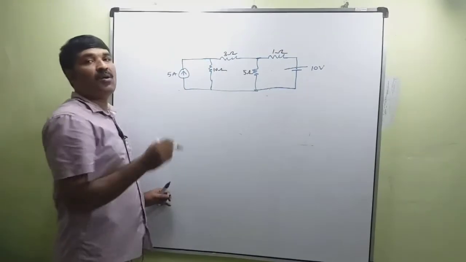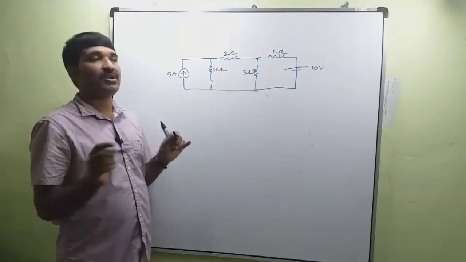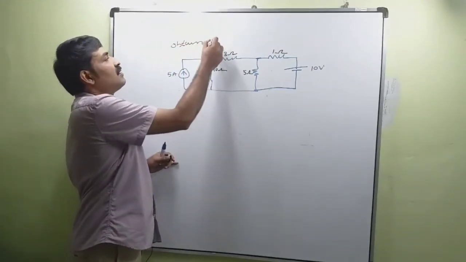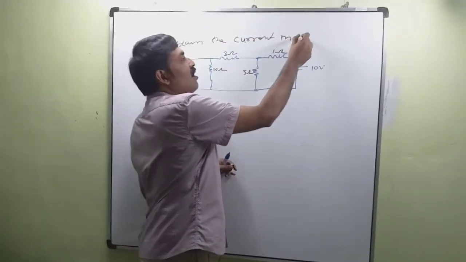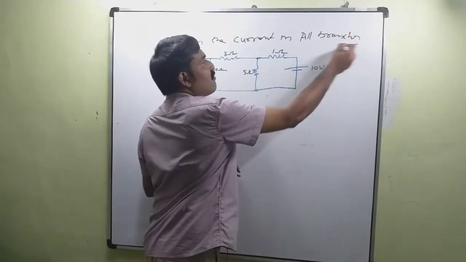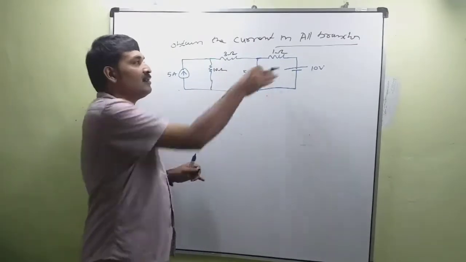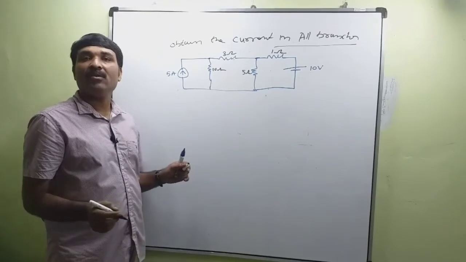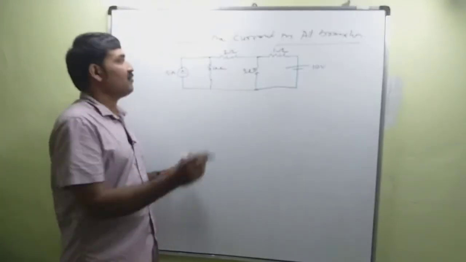Okay. Now we want to find the current flowing through each branch of this circuit. Obtain the current in all branches is the question. So we want to determine the current flowing through this branch, this branch, this branch and this branch. Right. We can use Kirchhoff's current law or nodal analysis for solving this problem.